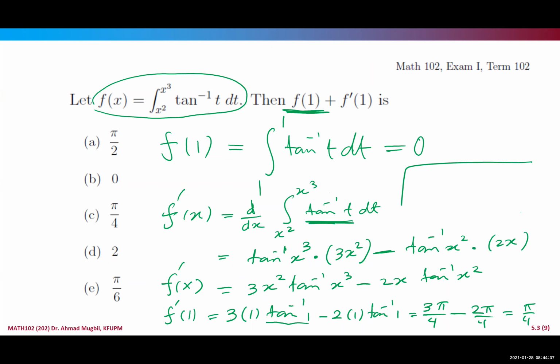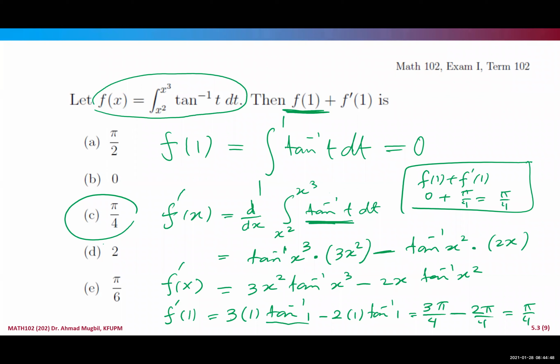So now here we want f at 1 plus f prime at 1. It will be 0 plus pi over 4, which is pi over 4. And the answer is C. Very easy question.